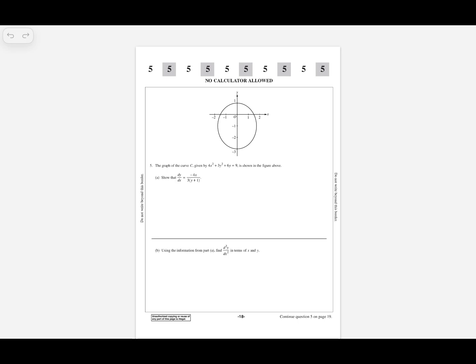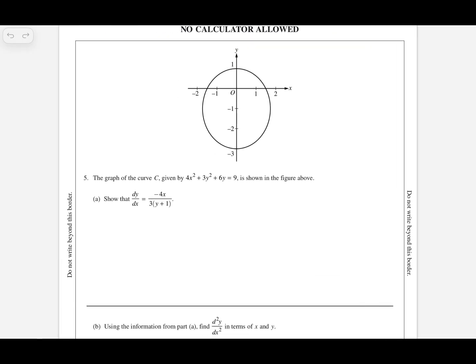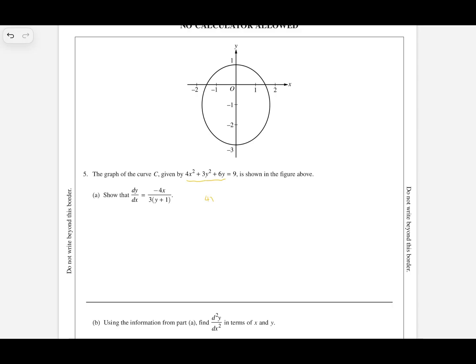Let's continue on question 5, where no calculator is allowed. Given a graph of the curve C, which is 4x squared plus 3y squared plus 6y equal to 9. Part A is asking to show that dy/dx equals negative 4x over 3 times y plus 1. So what we're going to do is to differentiate the given equation 4x squared plus 3y squared plus 6y equal to 9. Since there's both x and y, we use implicit differentiation. You can try to differentiate at the same time and check the answer.